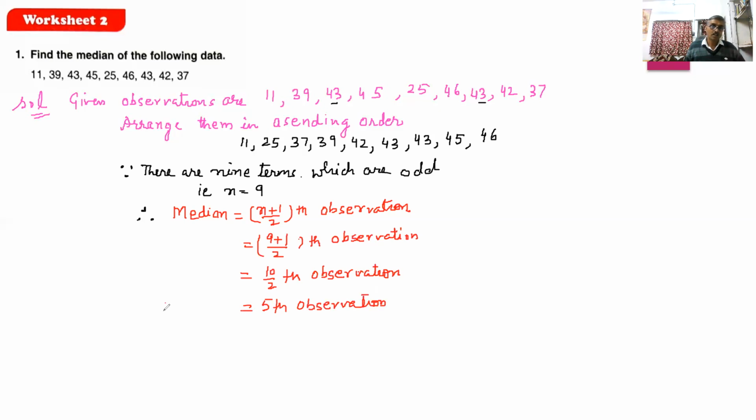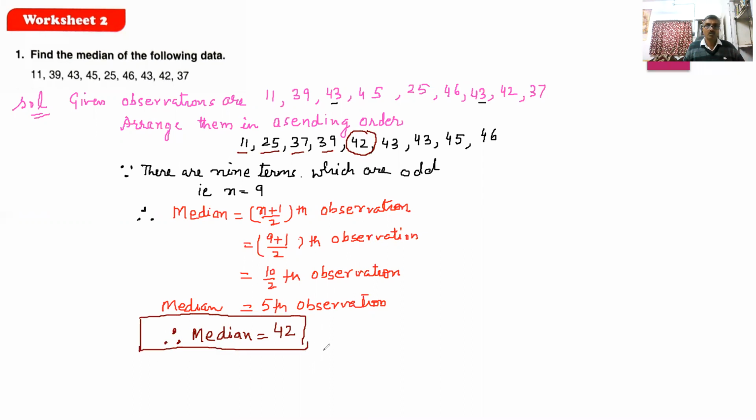Okay. Now see here. Median is equal to, therefore, median is equal to fifth observation. कौन सी है? Count है 1, first, second, third, fourth, fifth one is this, 42. Therefore, median is 42.